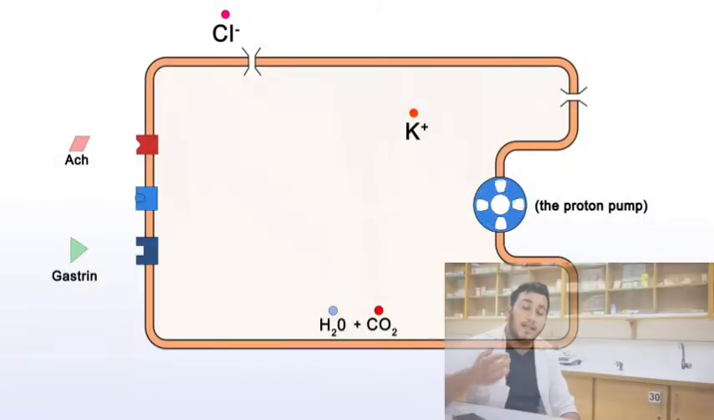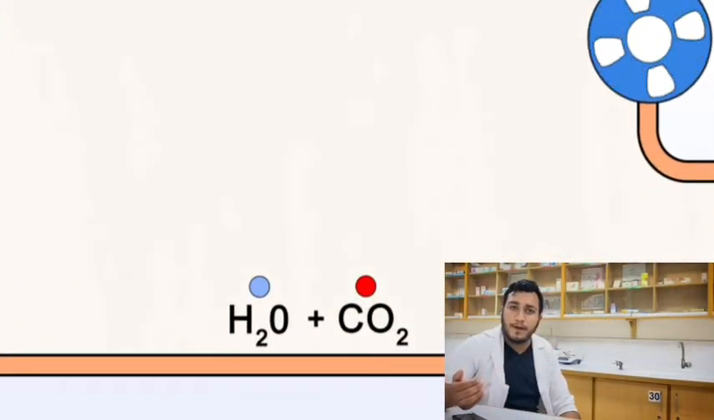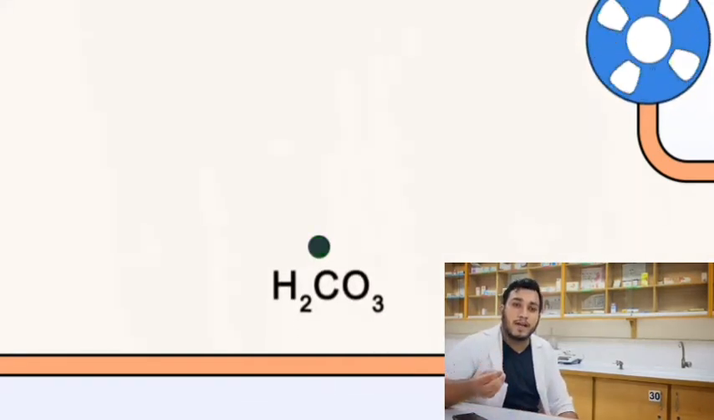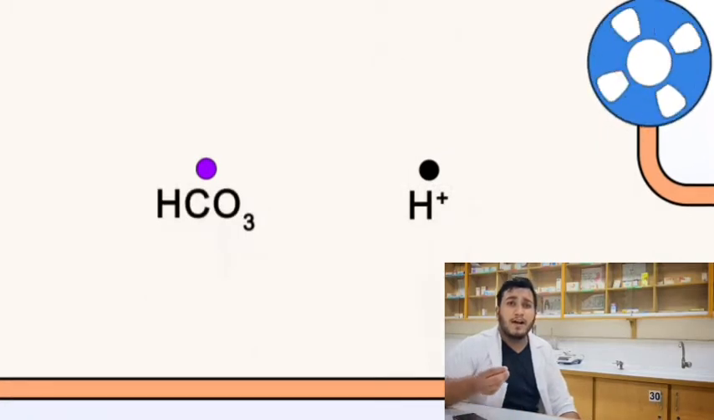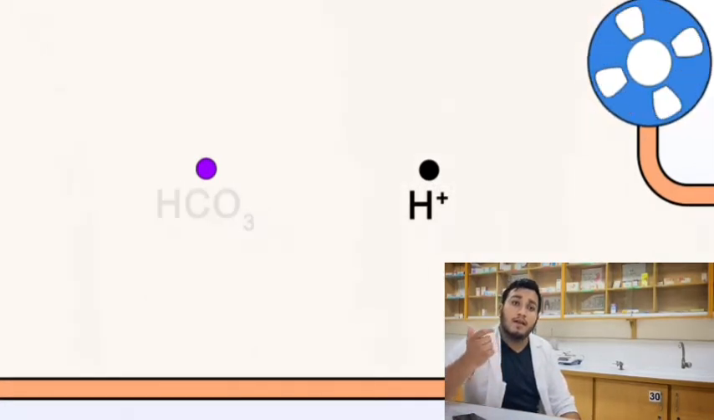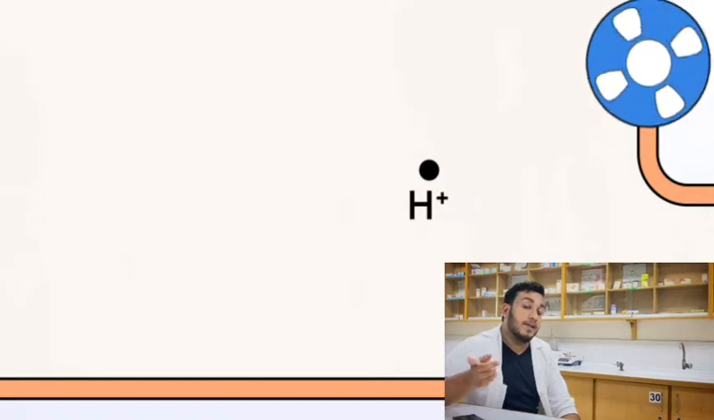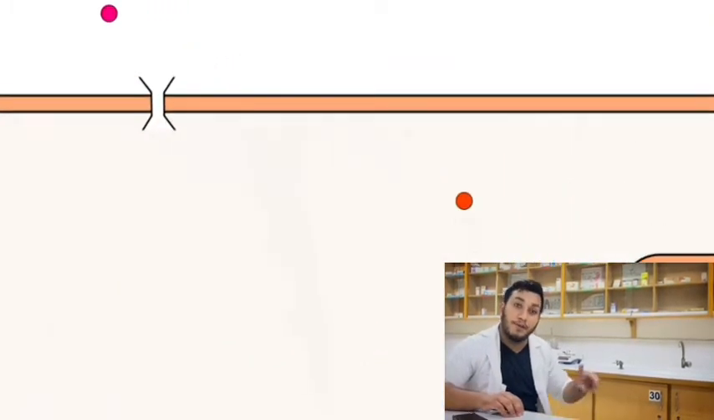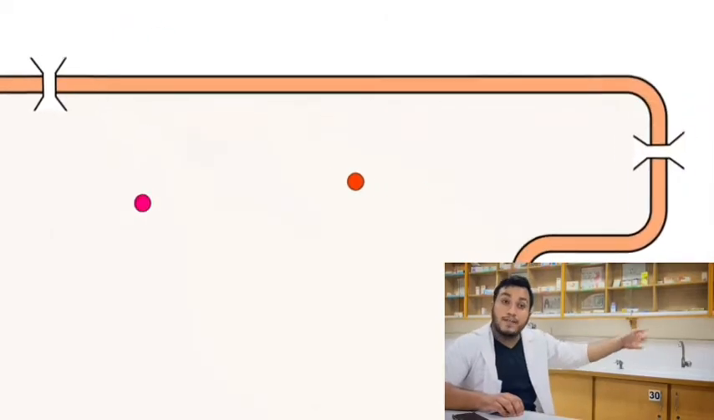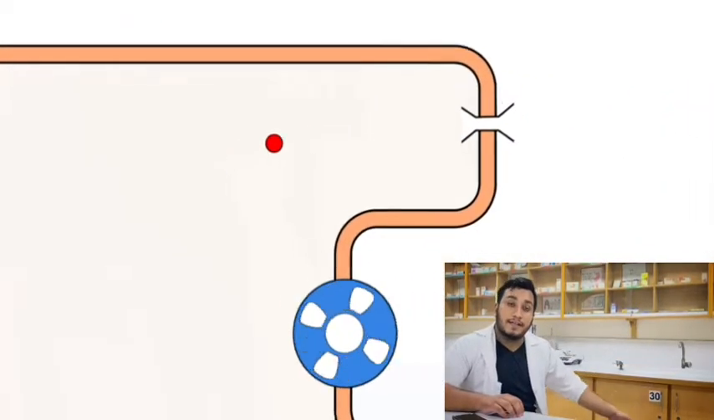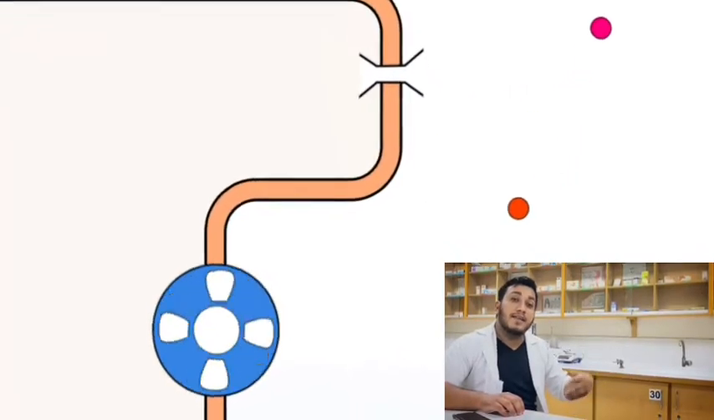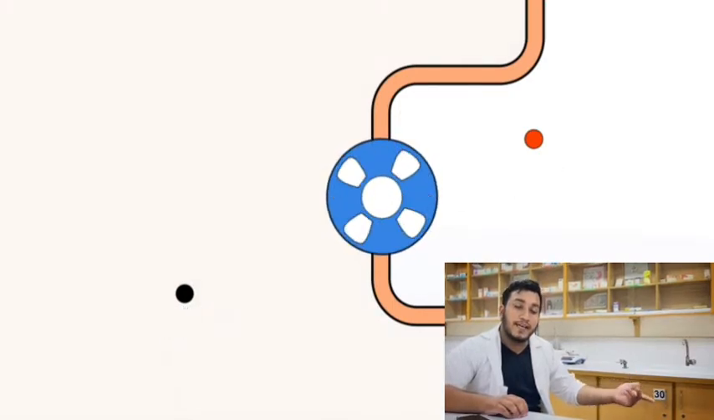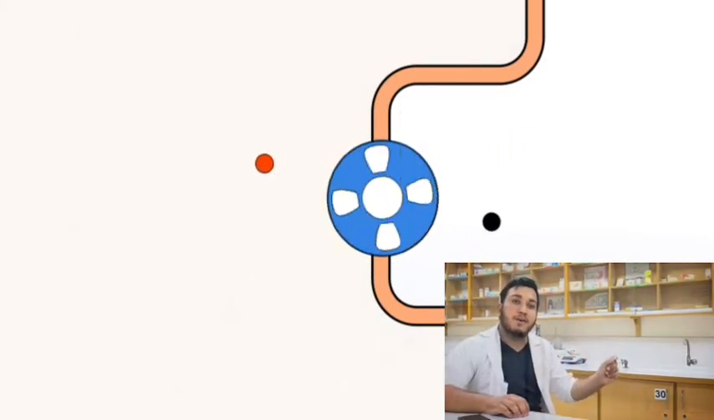In the parietal cell, water and carbon dioxide combine to form carbonic acid, which dissociates into bicarbonate ion and hydrogen ions. The bicarbonate ion moves into the blood in exchange for chlorine ions. The chlorine ions move into the parietal cell where they combine with potassium and continue to move into the lumen of the gastric gland via chlorine channels. Now the hydrogen ion present in the parietal cell needs to be transported into the lumen of the gastric gland where it reacts with chlorine to form HCl.